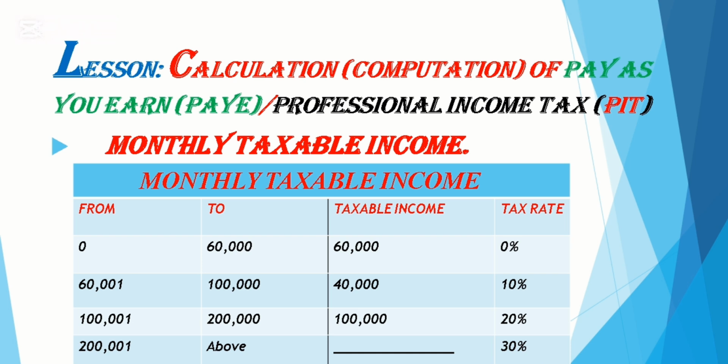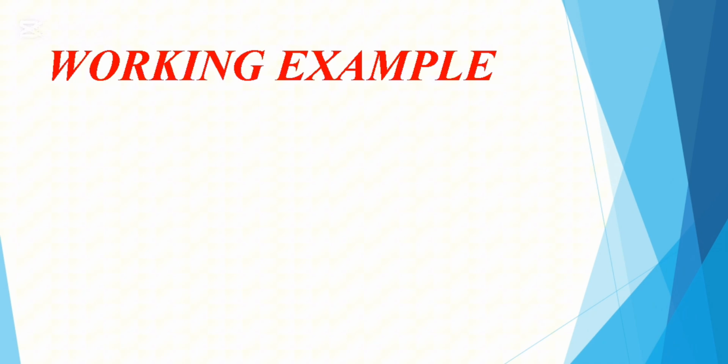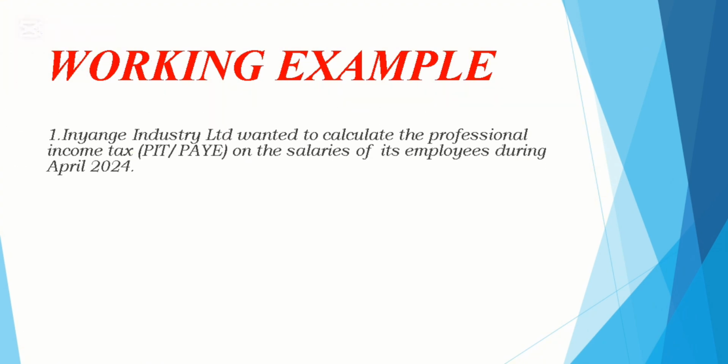So from there, we cannot understand this better when we are not doing practical activity. So that's why I would like just to give you a working example. It is very simple, you can read. Inyange Industry Limited wanted to calculate the professional income tax, in brackets professional income tax or pay as you earn, on the salaries of its employees during April 2024. You know, Inyange Industry has 2 workers.